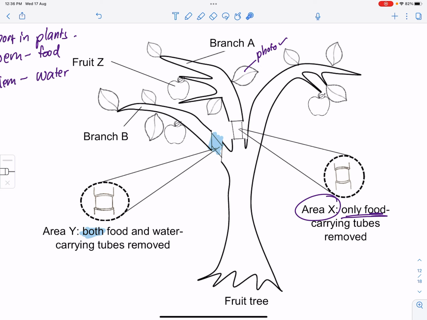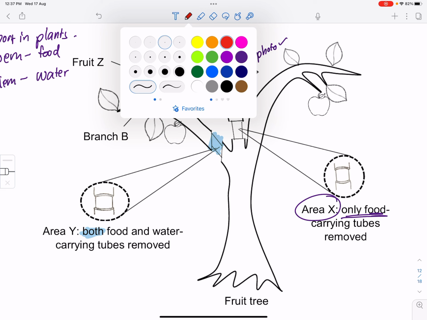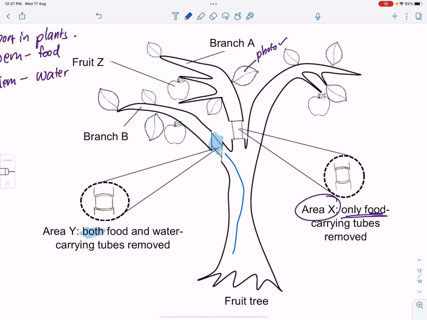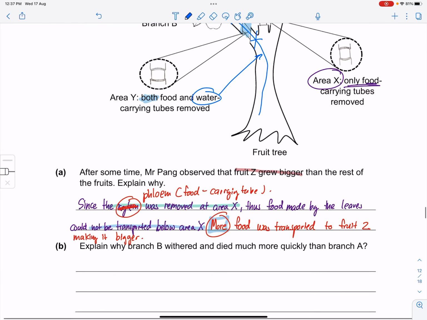Okay, it's the primary answer that you should know. And why is food important? Because food is required for respiration. Right? So in this case, because there's no food, why is there no food? Because water cannot be transported, okay, from your roots to branch B. So all the leaves there are not able to carry out photosynthesis. Eventually there will be no food for the branch and the branch will die. So you need to answer that. Okay?